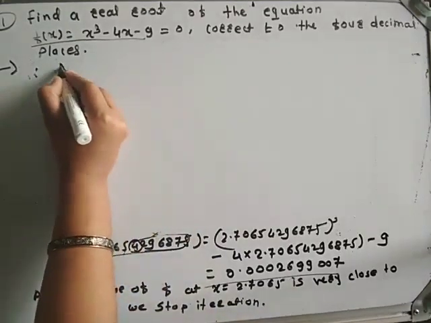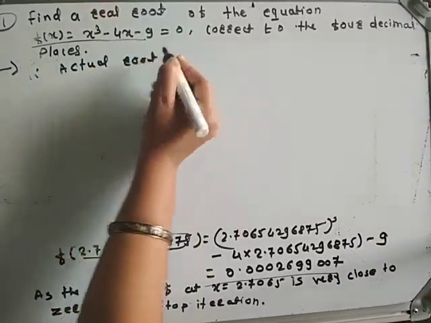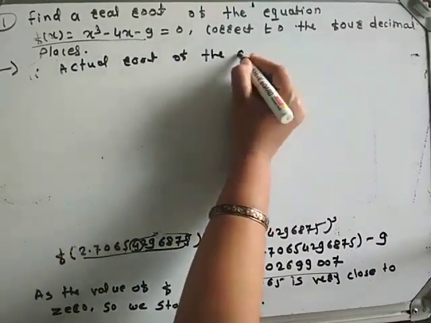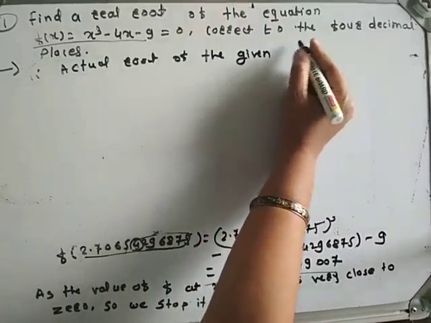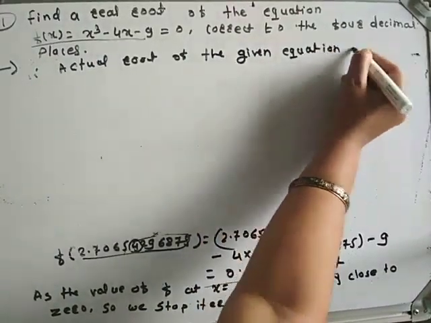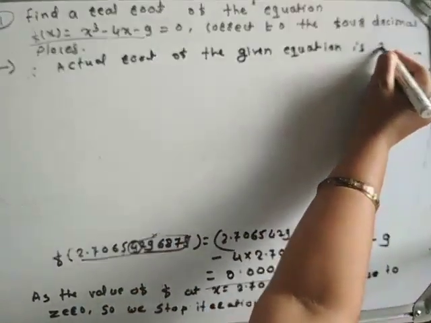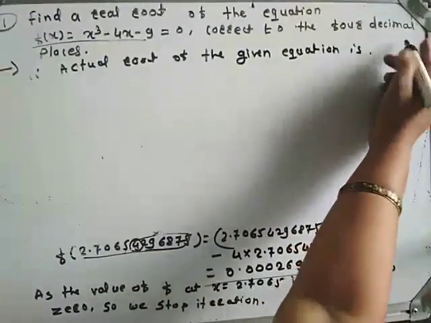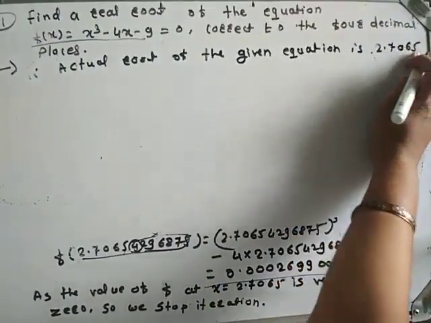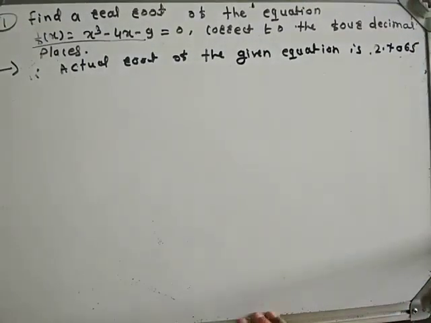Therefore, the actual root of the given equation is x equal to 2.7065. Okay, we will stop here.